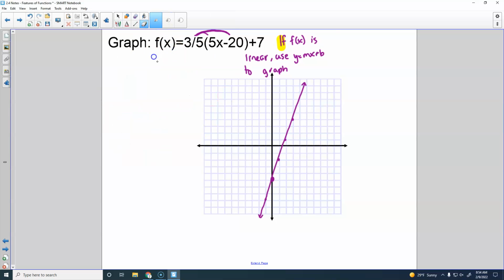Reminder here as well. Let me get rid of this. If I see something like this, 3/5 times 5x minus 20 plus 7, what type of graph is that? This is linear. And if it is linear, then we're not going to use transformations to graph it, right? Because this one would be a nightmare.